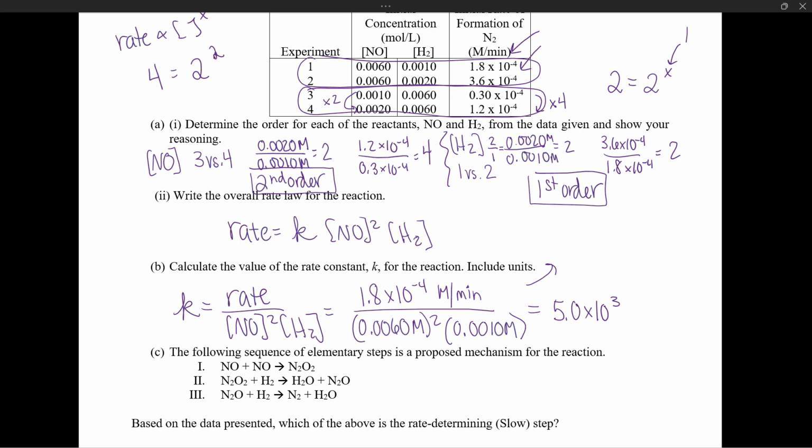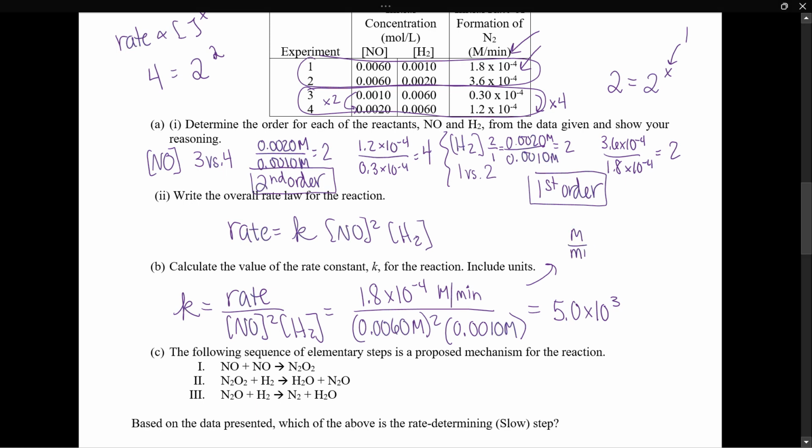So looking at the units, this is just the numerical answer, 5 times 10 to the negative third. I want to figure out what the units are. The units on the top are molarity per minute, and on the bottom, I've got a molarity squared times a molarity. So I'm going to look for any molarities that cancel out. It looks like 1 molarity cancels out.